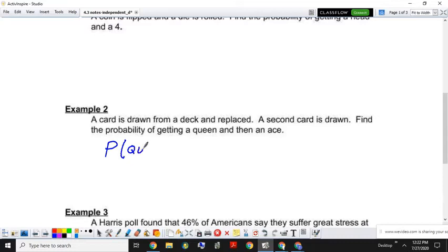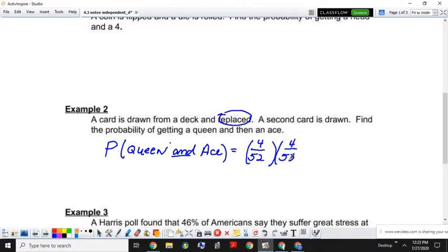So we're going to do a queen, and then an ace, so we're going to multiply. We multiply the probability of a queen. There are 4 queens in the deck, times an ace. We're independent, remember, because we're replacing. 4 aces in the deck.